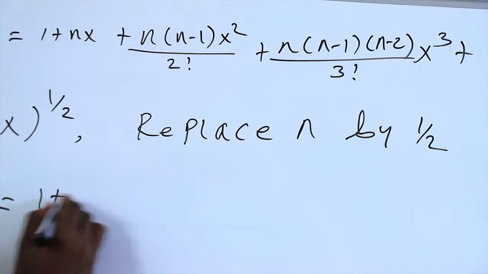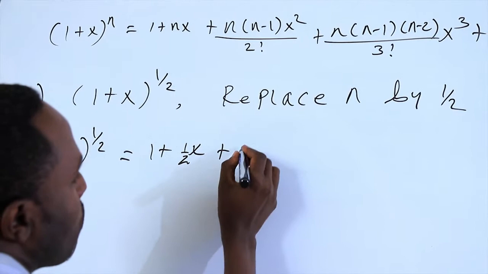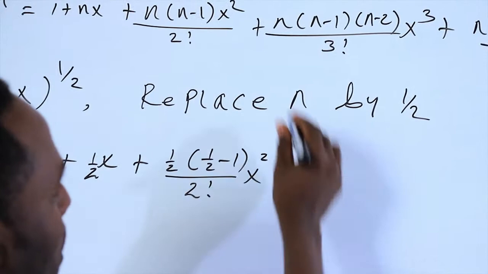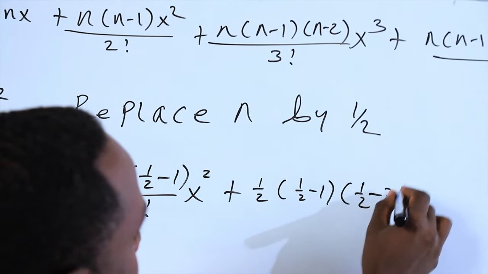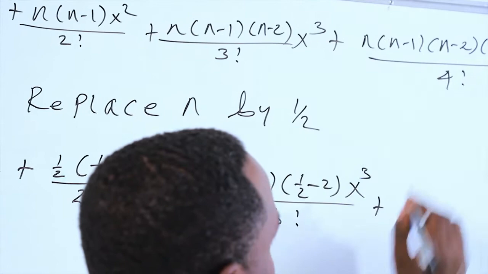1 plus nx, where n is 1 over 2 here, so 1 over 2 x, plus n times (n minus 1) x squared over 2 factorial. With n as 1 over 2, that is 1 over 2 times (1 over 2 minus 1), over 2 factorial, times x to the power of 2, plus. And again, n times (n minus 1) times (n minus 2), with n as 1 over 2, so 1 over 2 times (1 over 2 minus 1) times (1 over 2 minus 2), times x to the power of 3 over 3 factorial, plus. And again the formula n times (n minus 1) times (n minus 2) times (n minus 3), where n is 1 over 2.